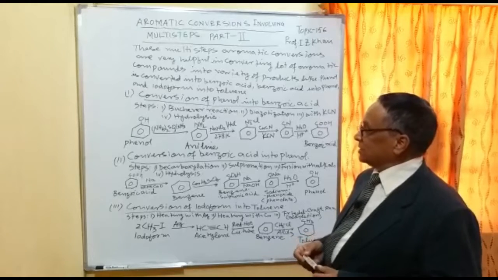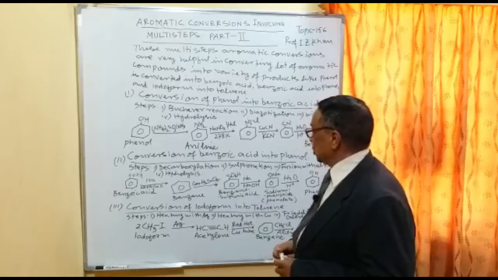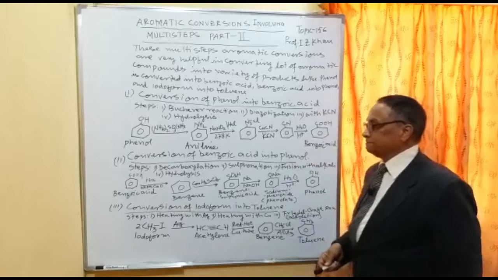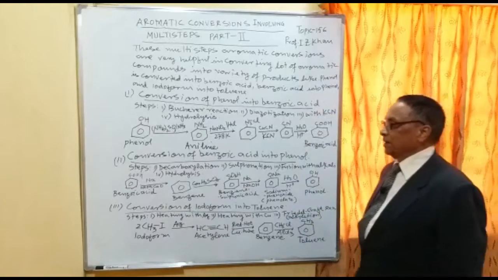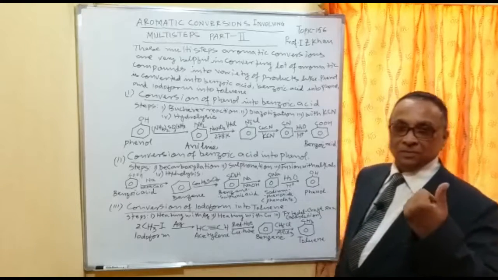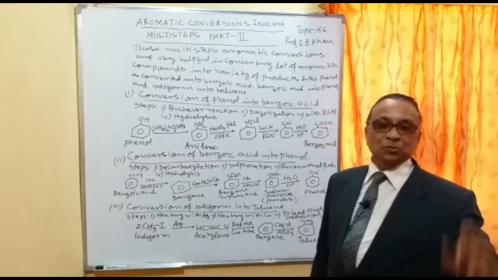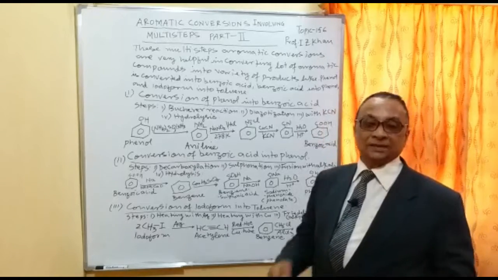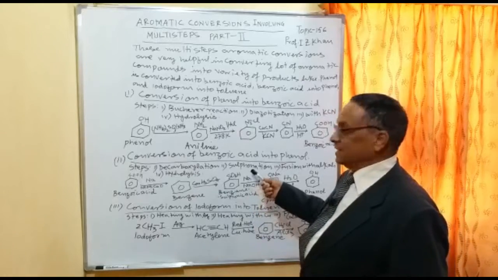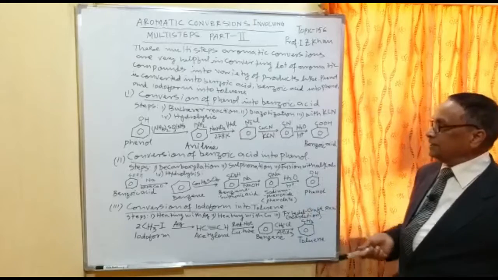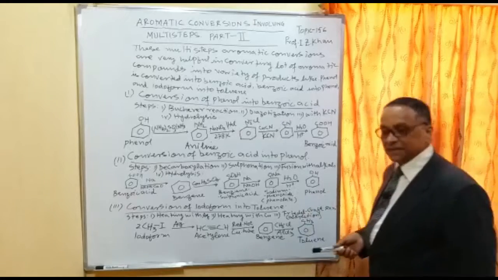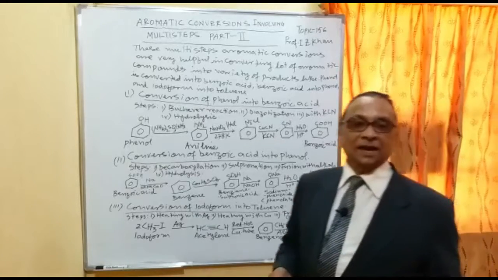The second conversion is the conversion of benzoic acid into phenol, vice versa. Here the following steps are involved. There are 4 steps. In the first step, the carboxyl group is removed. It is known as decarboxylation. Then the second is sulfonation, the third one is fusion with alkali, and the last step is acid hydrolysis.